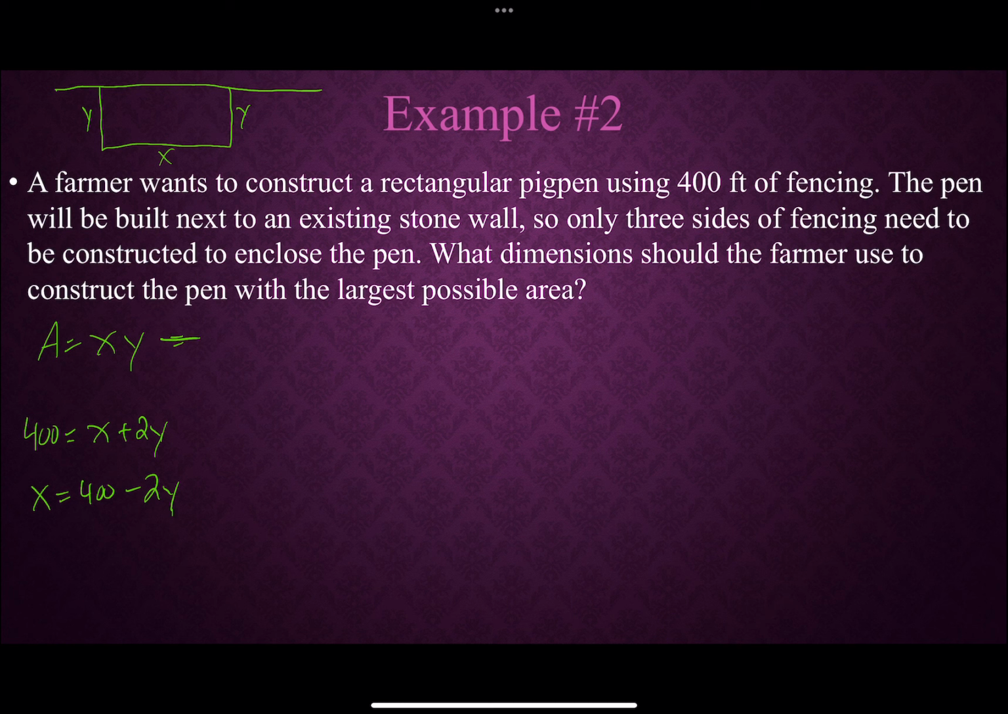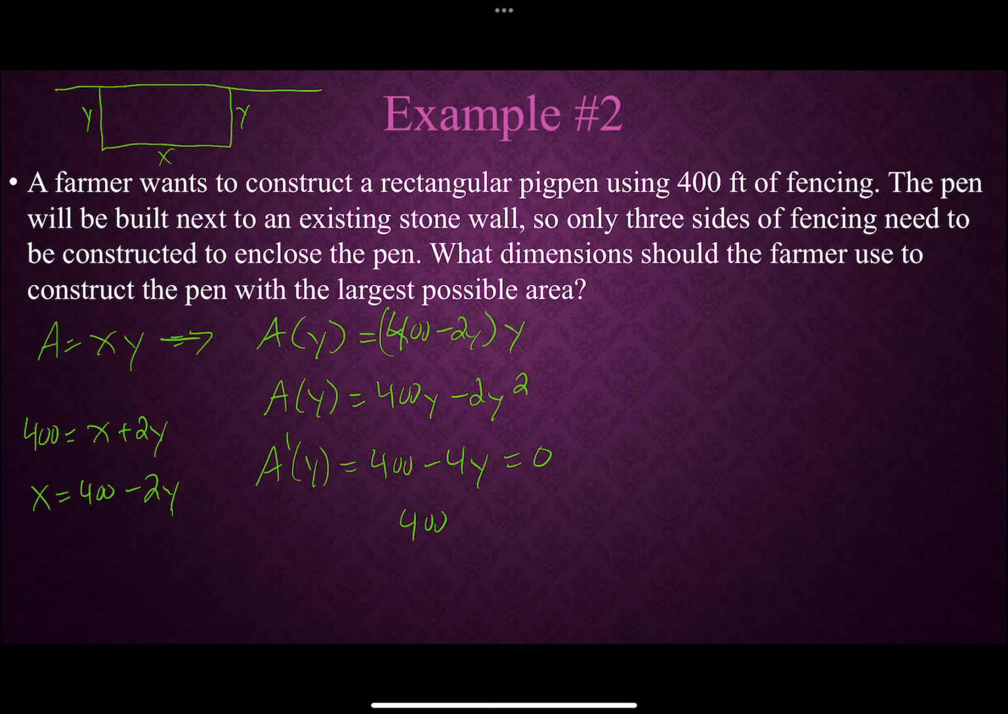And we get A of Y now, because it's going to be a function of Y, equal to 400 minus 2Y times Y, which means A of Y is 400Y minus 2Y squared. So again, it's an upside down parabola, so definitely the vertex point is the maximum point here. We're trying to make the largest possible area. So our derivative A prime will be 400 minus 4Y, set equal to 0, so 400 equals 4Y. Y is 100 feet.